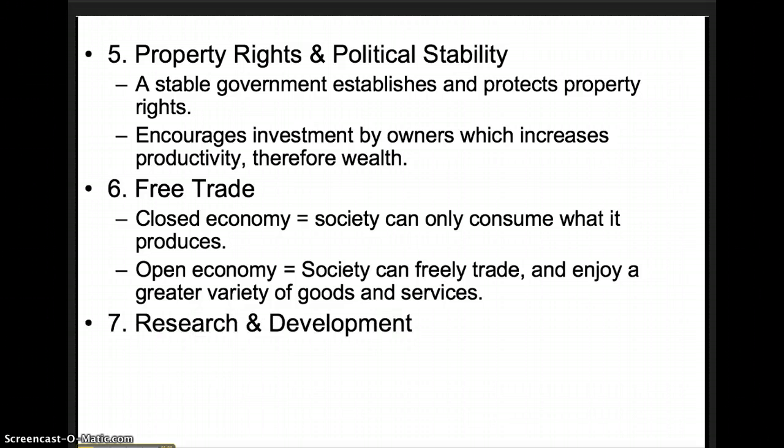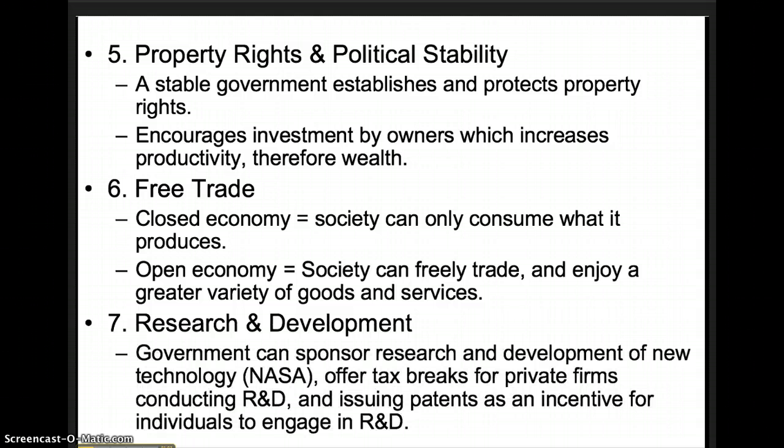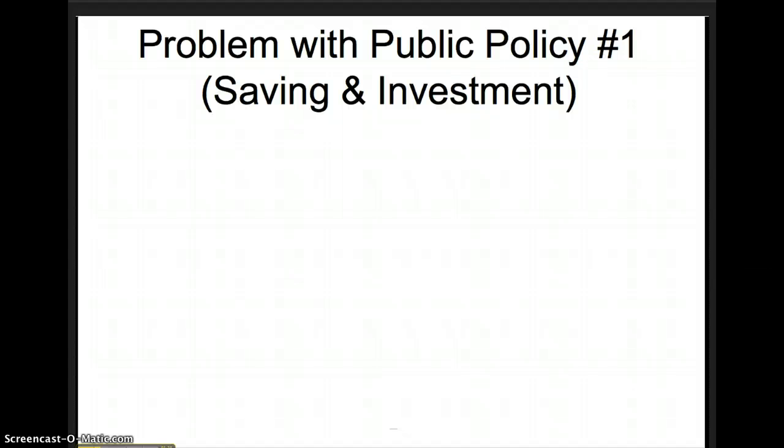Lastly, the government can promote research and development to increase productivity. The government can sponsor research of new technologies like it does with NASA, offer tax breaks to private firms conducting research and development like it does with many pharmaceutical companies, or issue patents as incentive for individuals to engage in research and development. There is a problem with the first public policy, savings and investment.